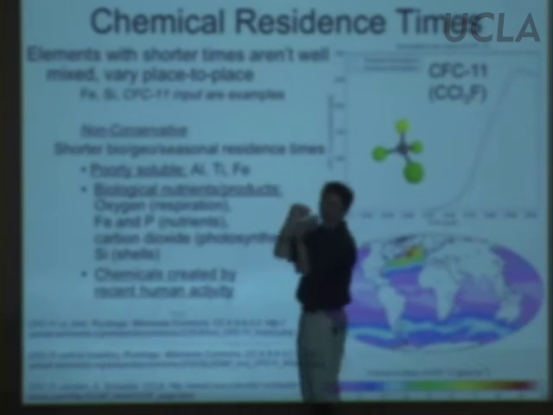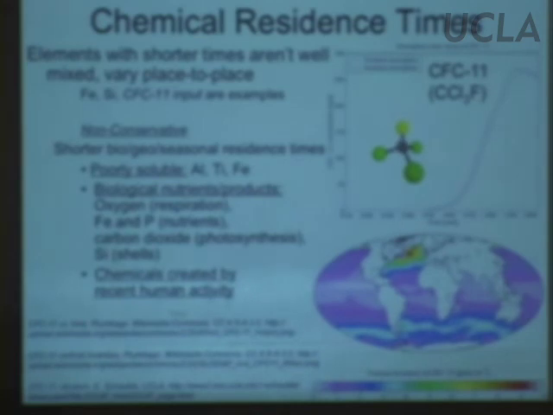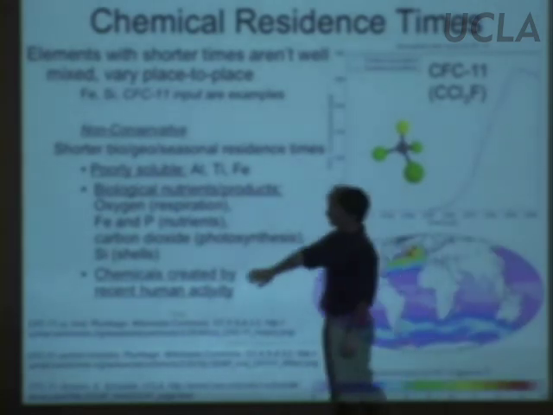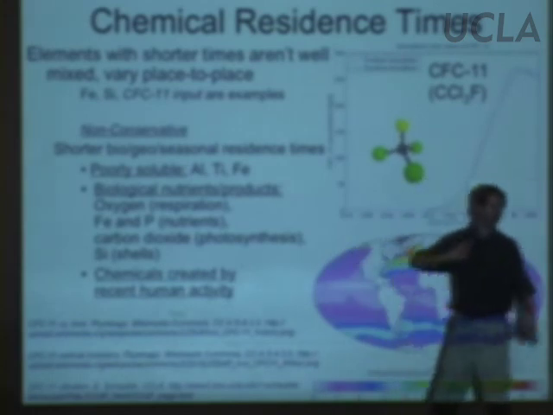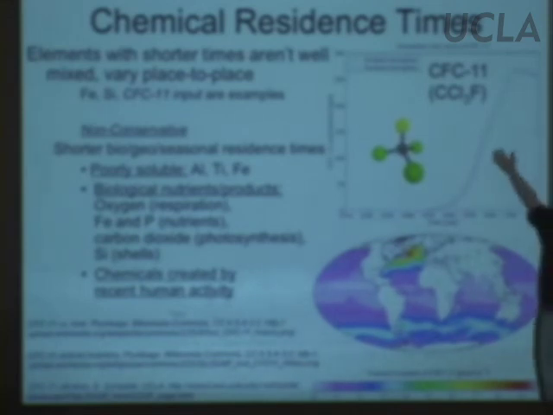And so organisms are actively involved in either adding or subtracting these materials from seawater. They can do so fast enough that they actually change the balance of it in the ocean, change its concentration from place to place. And then there are also chemicals that are either being created or destroyed by human activity. And so one example of something with a short residence time whose concentration in seawater varies from place to place is freon, CFCs, chlorofluorocarbons. These are wonderful molecules.